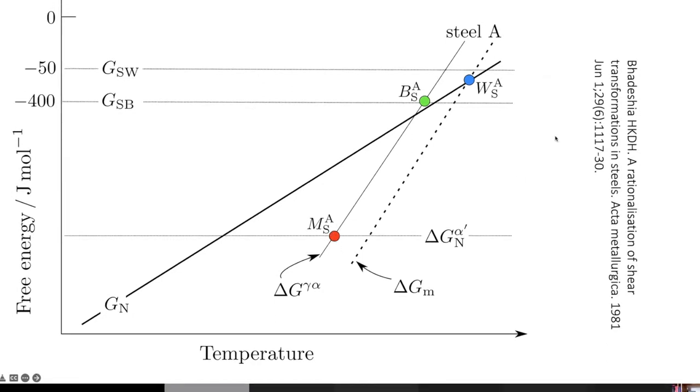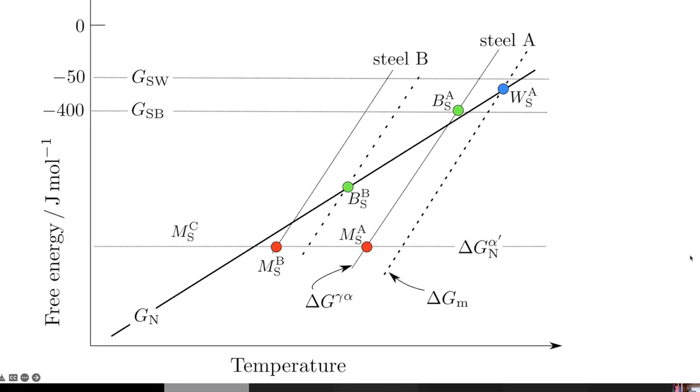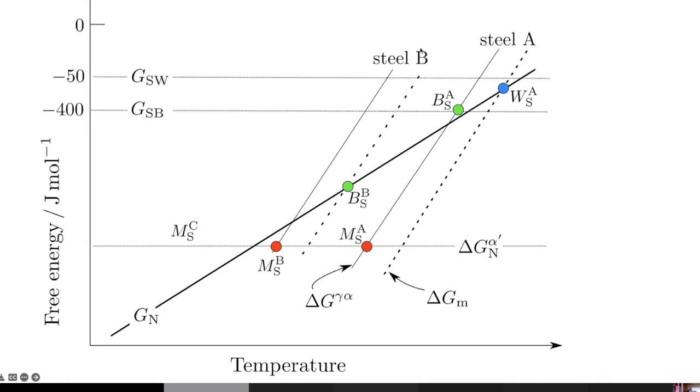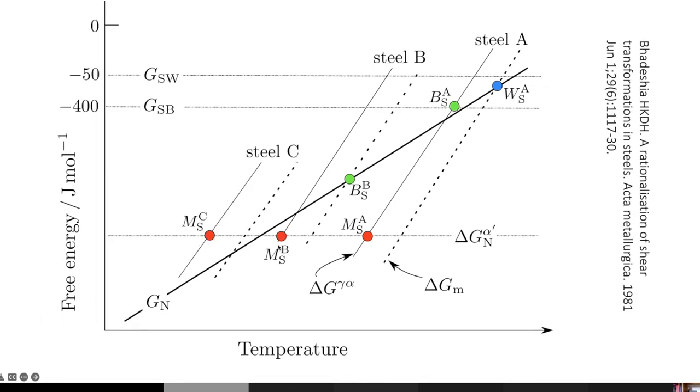Now what this model predicts is not just transformation temperatures, but supposing that I added alloying elements to steel A, then because I have to undercool so much before nucleation becomes possible, you do not get Widmanstätten ferrite. So in this steel, you would never get Widmanstätten ferrite. You only get bainite and martensite. And if I alloy even more, even the bainite transformation disappears. I only get martensite because martensite can form before bainite can form.